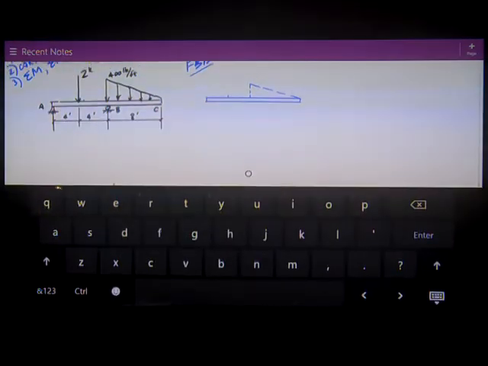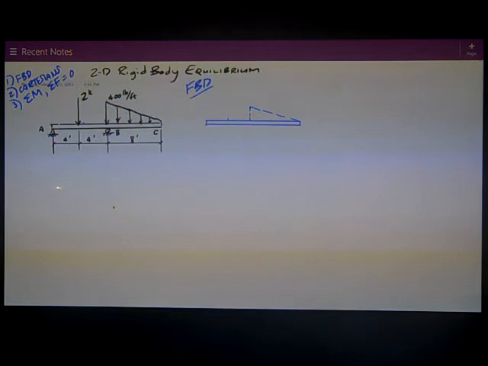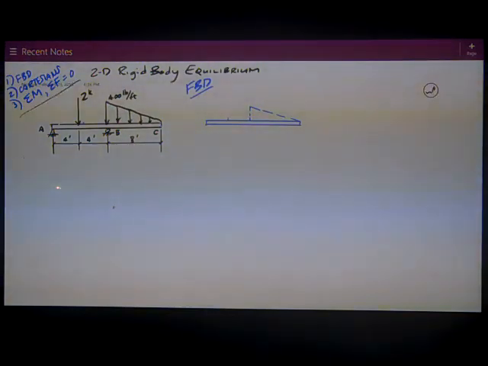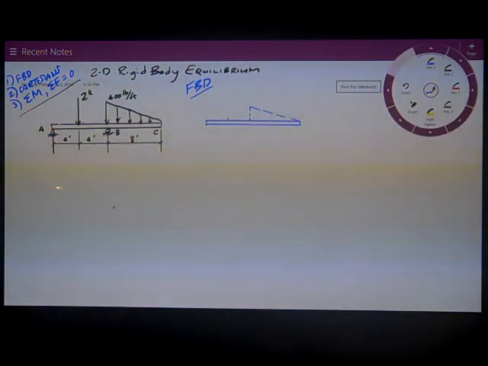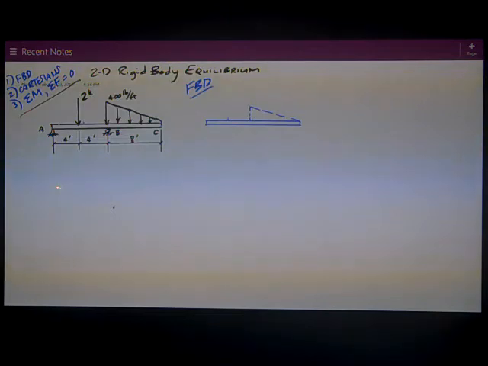When you see that on the test or on the homework, I want you to remember these three steps that I've written up here in blue. First I need a free body diagram, and then I need to get everything in Cartesian form, and then I need to sum moments about a point to eliminate unknowns, then sum forces. That's equilibrium, the definition of.